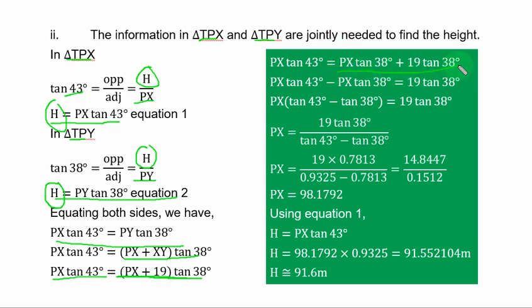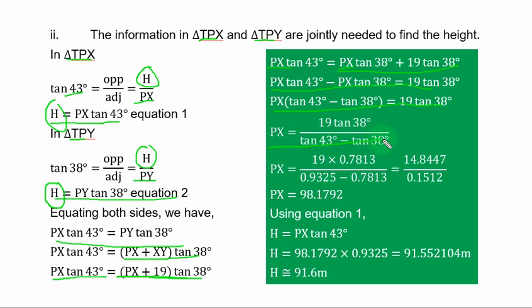So let's collect like terms. We have PS here and you have PS. You collect like terms, you have it in this form. You factor out PS, you have it in this form. You divide both sides by the coefficient of PS. So PS is equal to this.